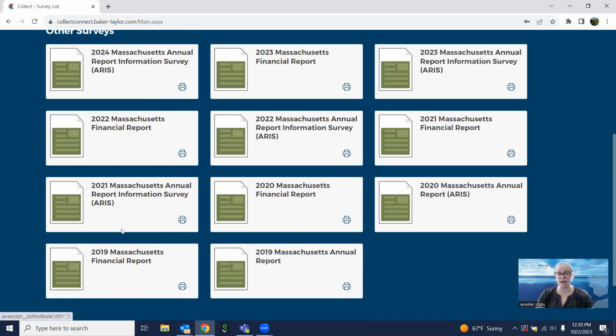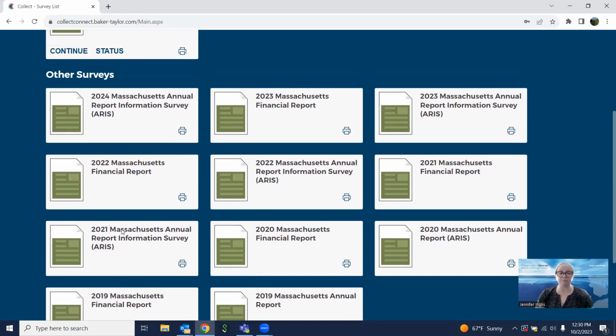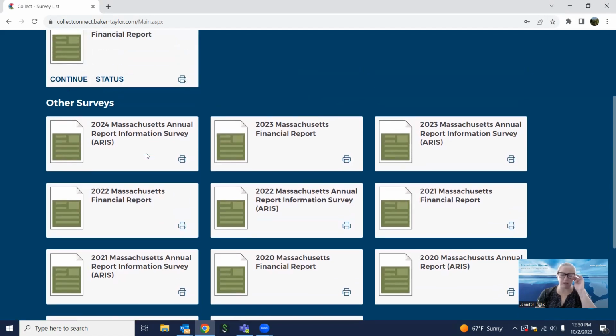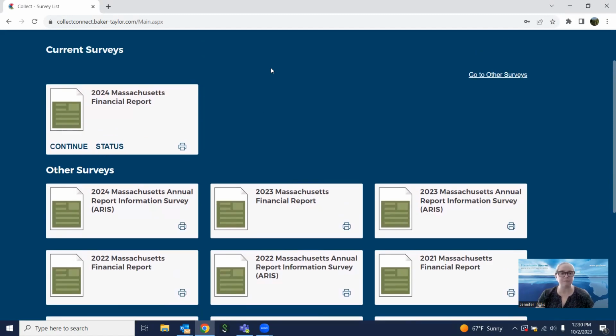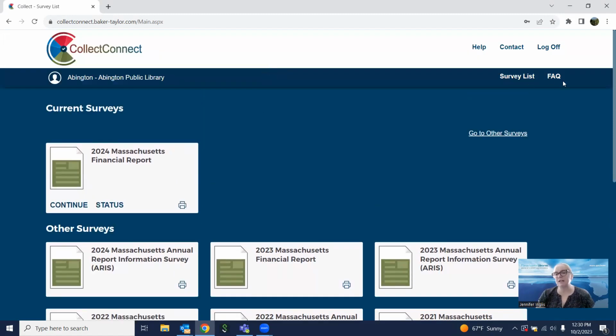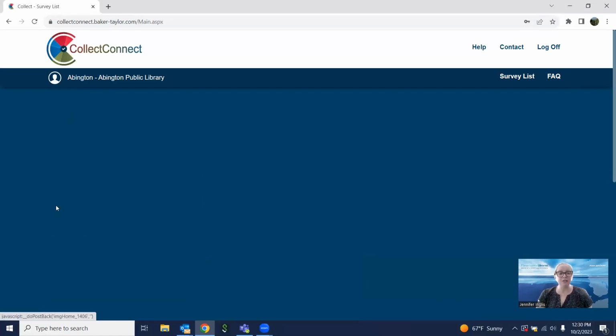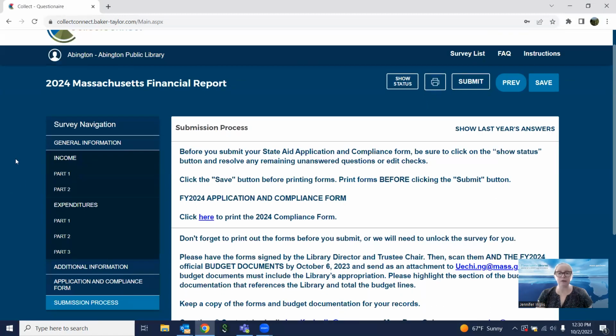So if you hit this print icon, I think you have to enter your email, and it will send you the information that's on your survey. FAQs is just about how to fill out the fields in the survey. It's not about the content of the survey. Going to hit continue and go into the financial report.